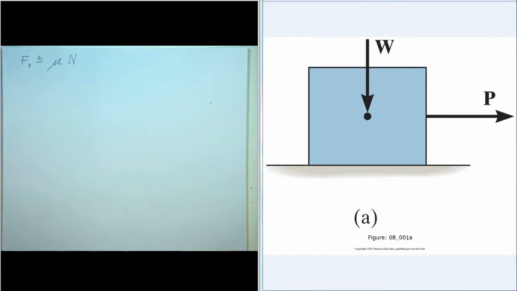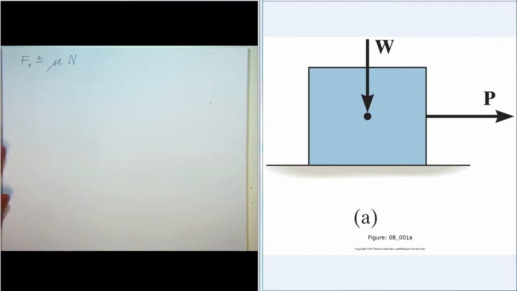So here we have a block in the figure. There's a block on a surface, and the block has weight, and we're pulling on the block. And there will be a normal force keeping the block from moving up and down, and then there will be a lateral friction force opposing the motion. And depending on the coefficient of friction between the block and the ground and the magnitude of the force P, the block may or may not move.